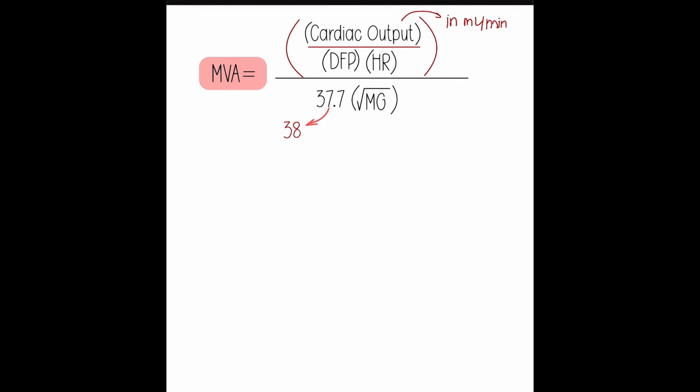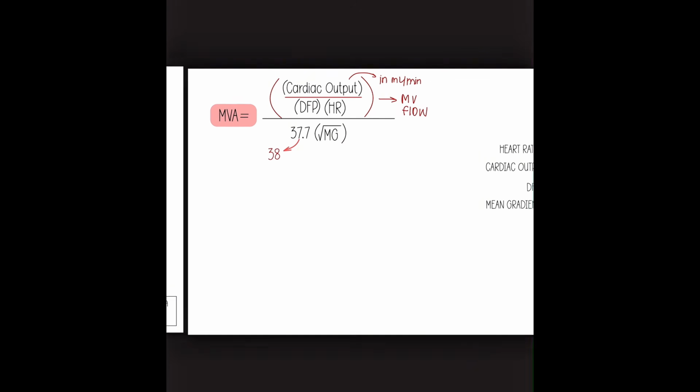You calculate that, and that is also what? Mitral valve flow. And then in the denominator, you're going to have, again, a constant that is not really a constant, right? There's variance, 37.7 or 38 times the square root of the mean gradient, again, provided for you.